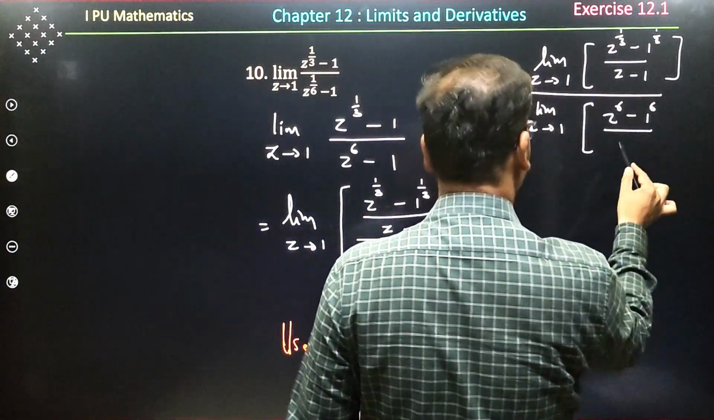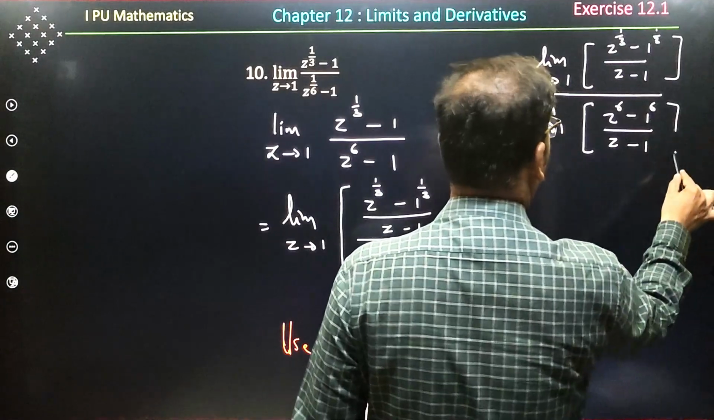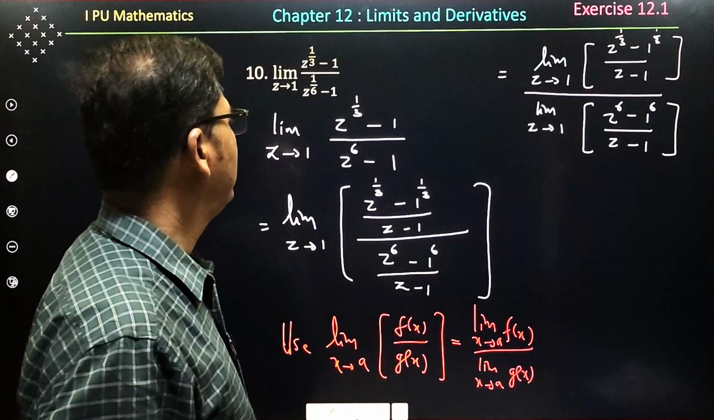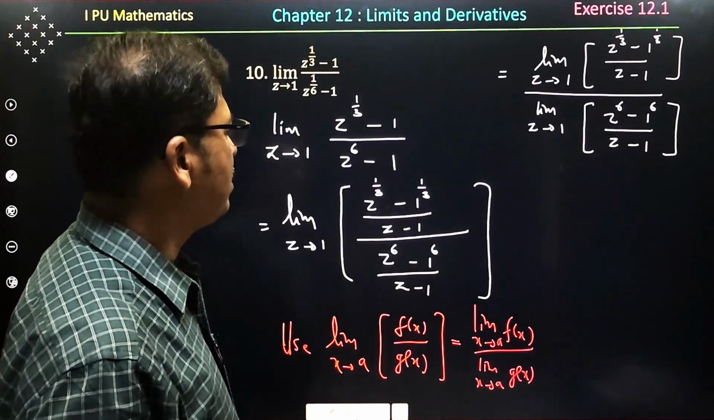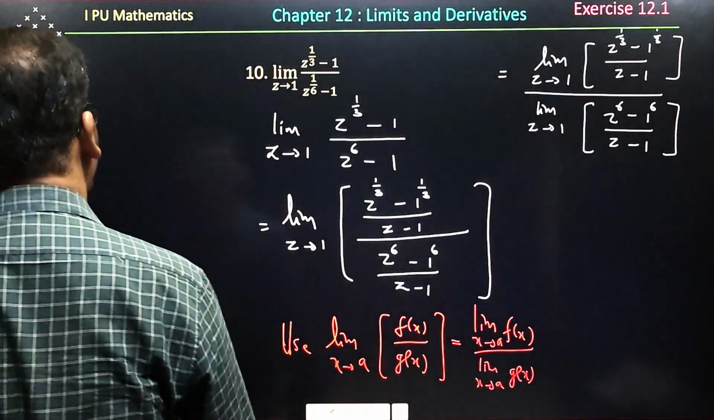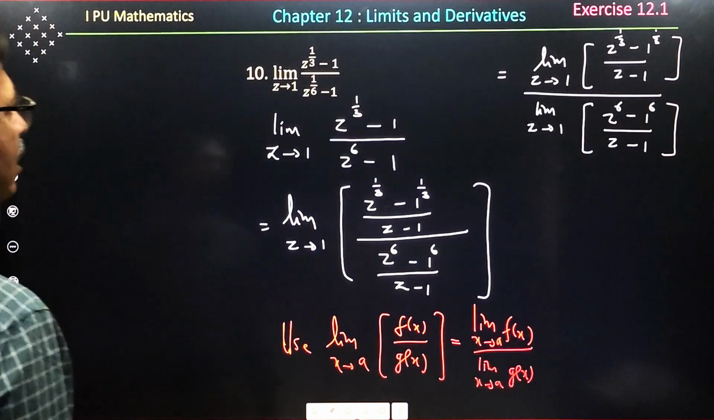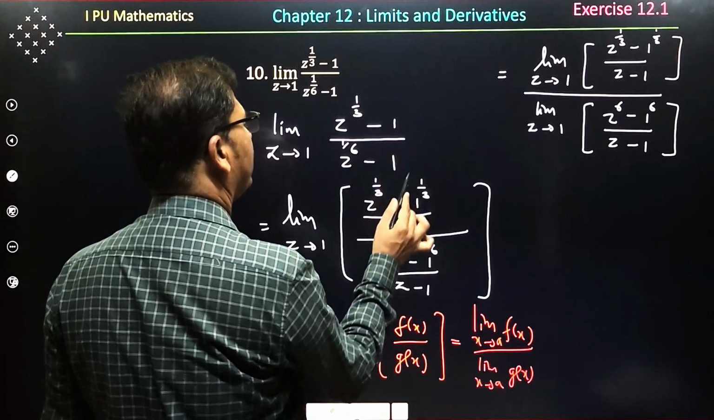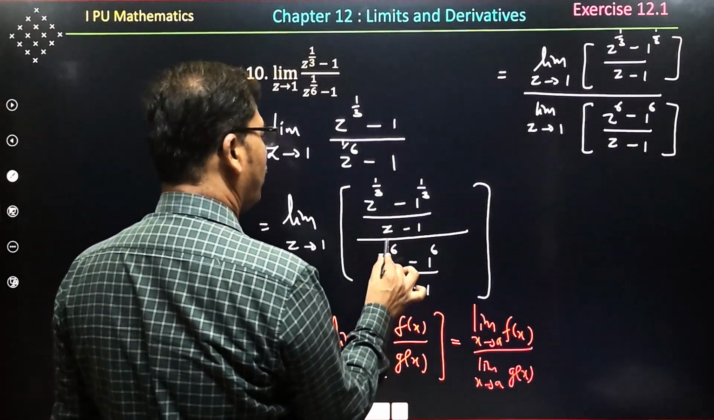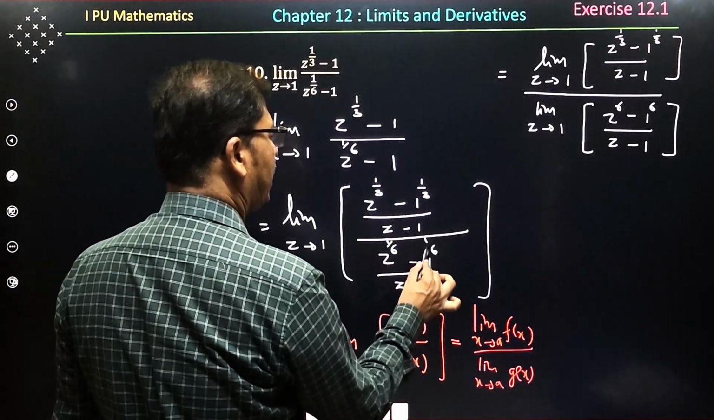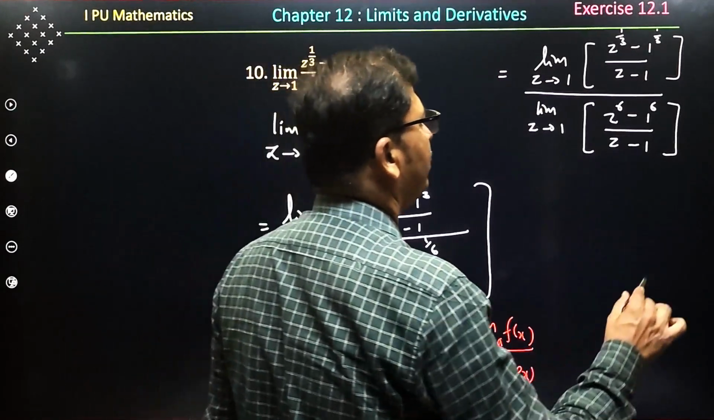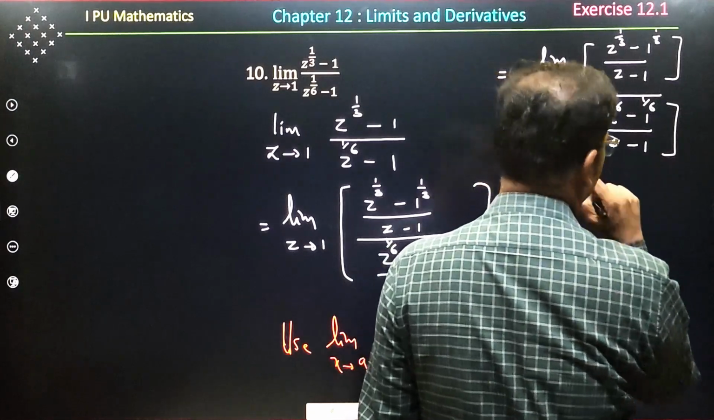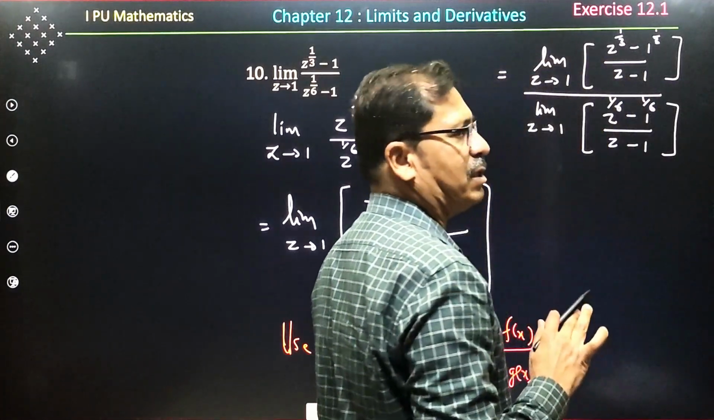One minute, what's the problem? Z to the power 1 by 6 is there. I have made an error here, let me correct it. Z to the power 1 by 6, right? You take power 1 by 6 here. Then it becomes z to the power 1 by 6 divided by z minus 1, you keep as it is.